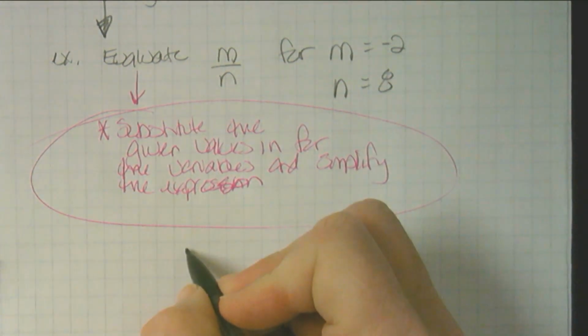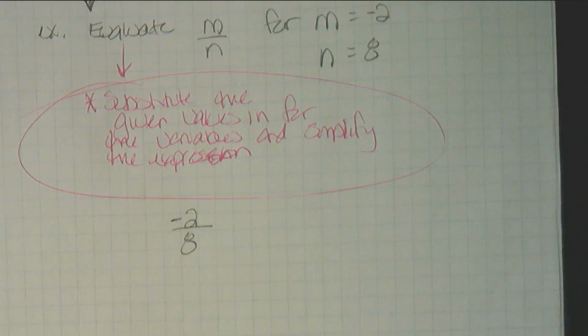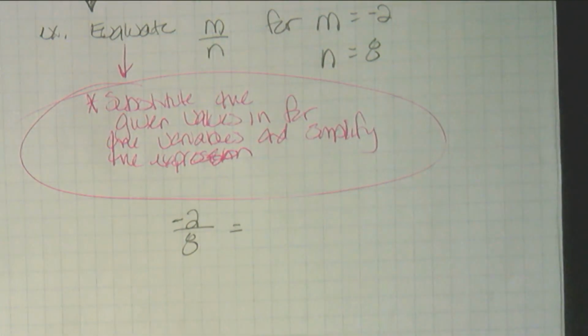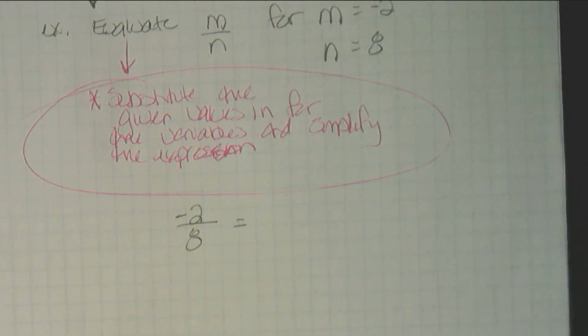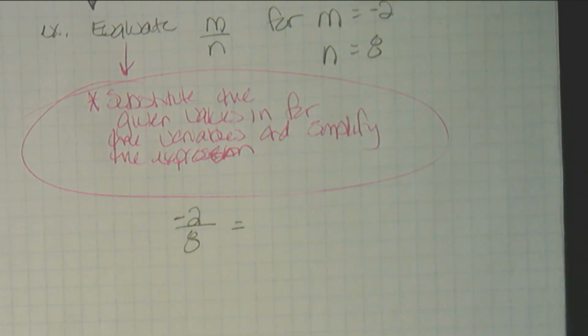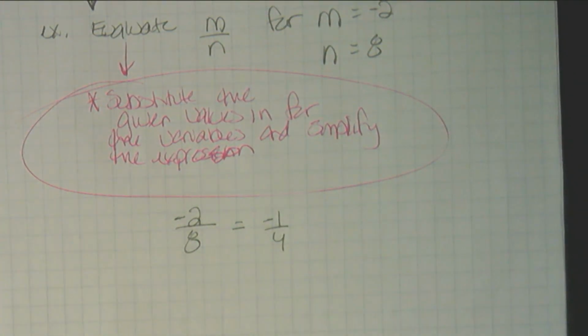All right, so I have -2 over 8. What does that simplify to? What does -2 over 8 simplify to? What common factor do 2 and 8 have? Divide that out and tell me, what does -2 over 8 simplify to? Come on, Mia. Yep, -1 over 4.